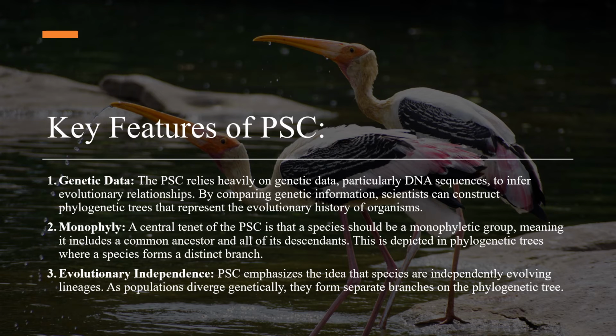The other one is going to be the idea of monophyly, which is a central block of this concept. And it's that the species should be a monophyletic group, meaning it includes a common ancestor and all of its descendants. This is depicted in a phylogenetic tree where a species forms a distinct branch. And this concept emphasizes the idea that species are independently evolving lineages. As populations diverge genetically, they form separate branches on the phylogenetic tree.